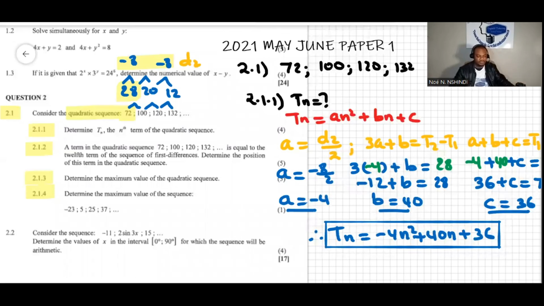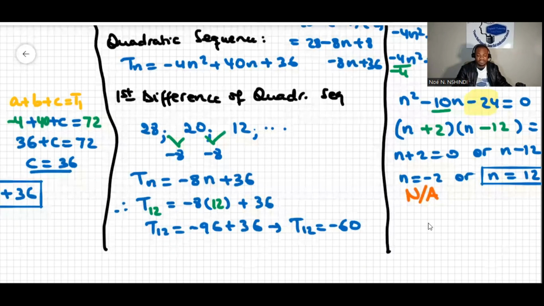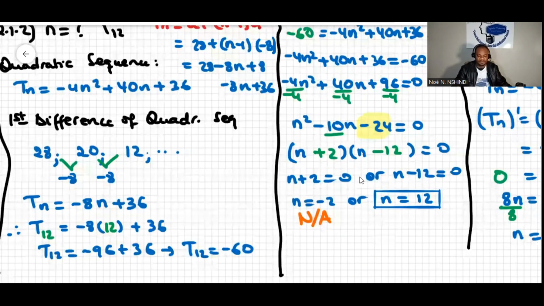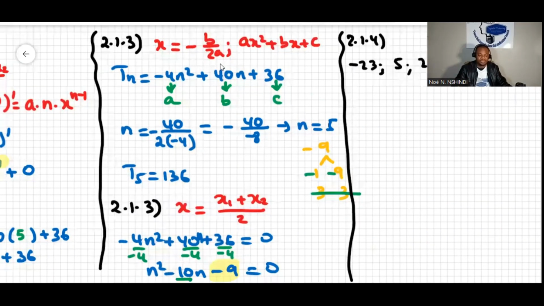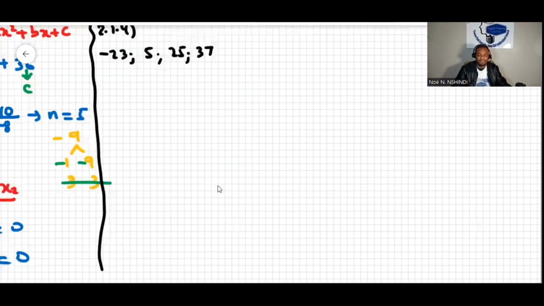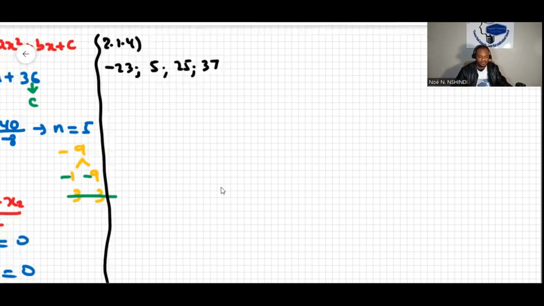I think they meant to say determine the next term. That's what they meant, because for one mark it cannot be the maximum, because there's a lot of work to do. So I think they meant to ask for the next term, but if it was the maximum, we would apply the same technique we did in question 2.1.3. So my guess is they ask us for the next term. This is term 1, term 2, term 3, term 4, so we're looking for term 5.